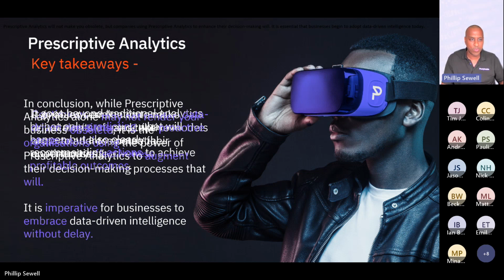And so in conclusion, while prescriptive analytics alone may not render your business obsolete, it is the organizations using the power of prescriptive analytics to augment their decision-making processes that will. It is imperative for businesses to embrace data-driven intelligence without delay.